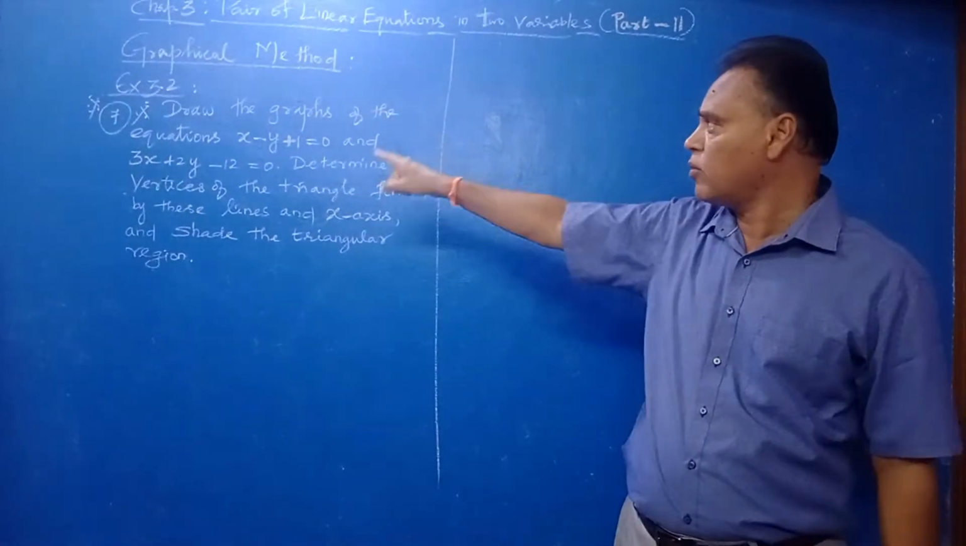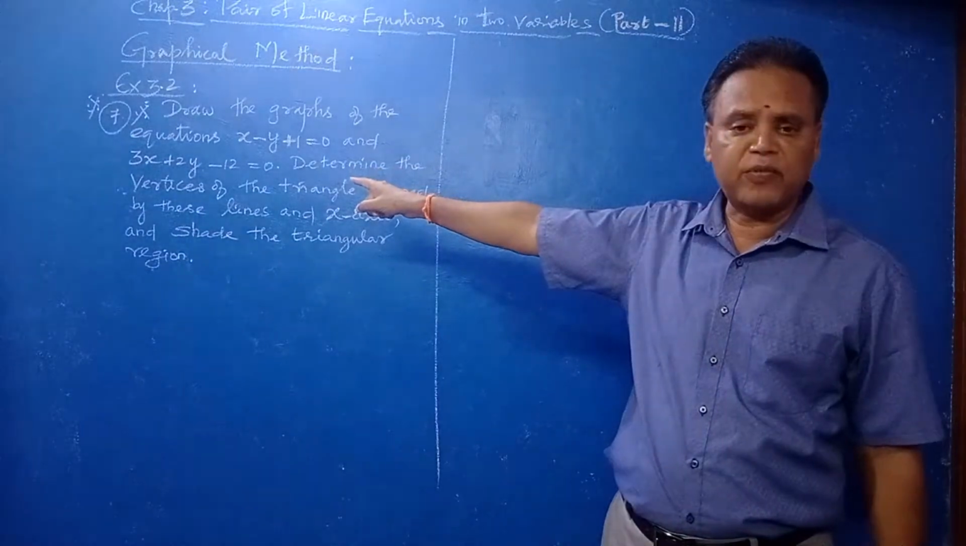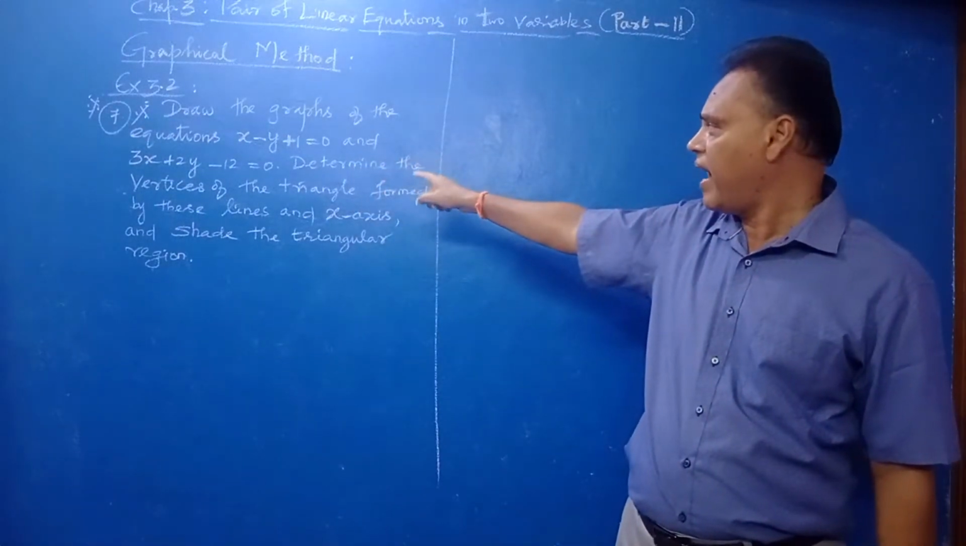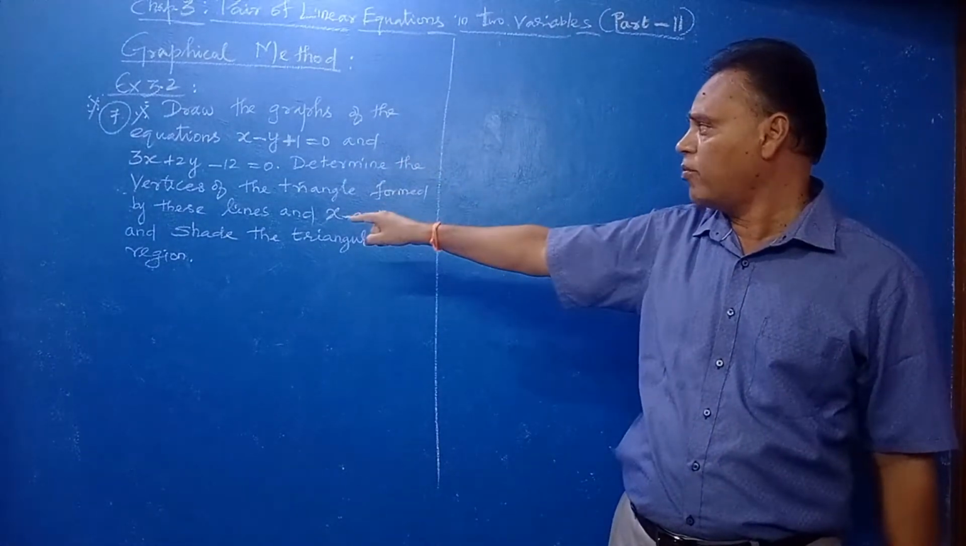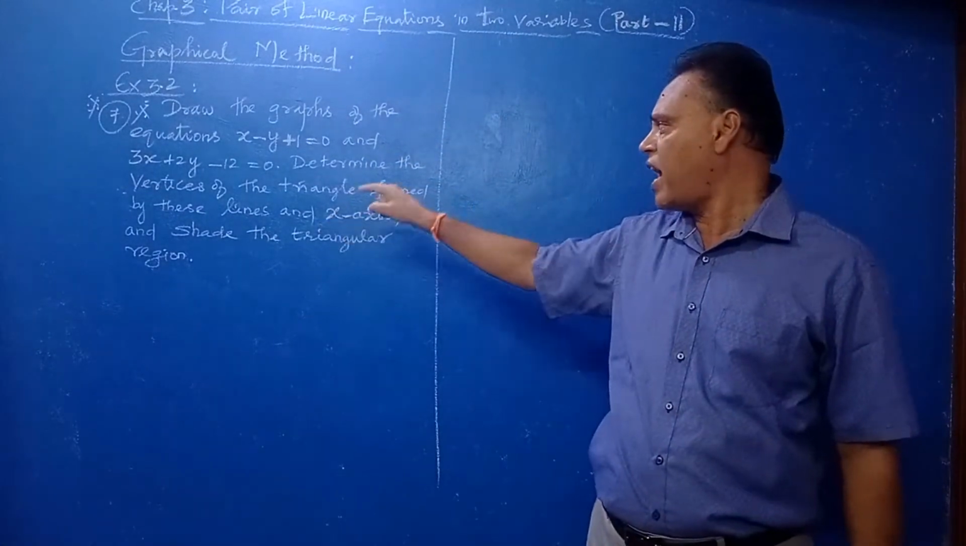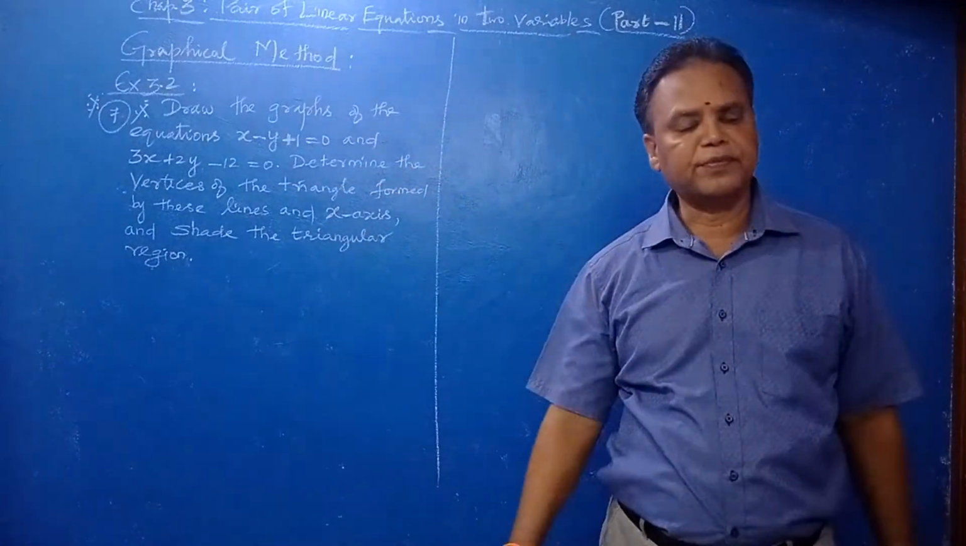See, draw the graphs of the equations. Two equations are given, a pair of linear equations. Determine the vertices of the triangle formed by these lines and the x-axis, and shade the triangular region.